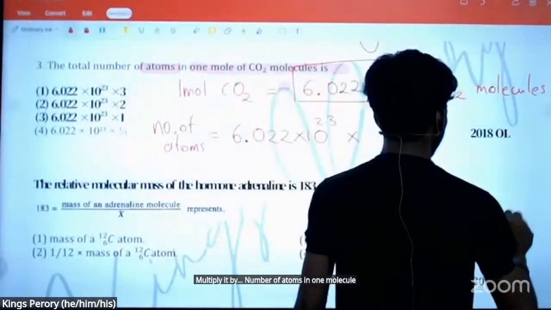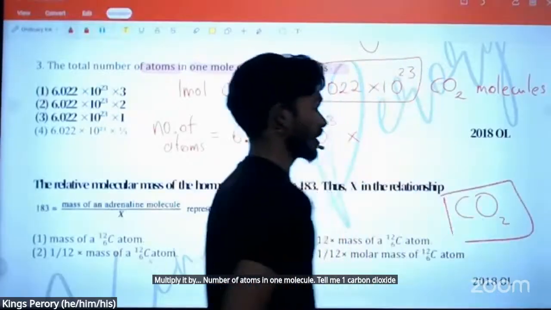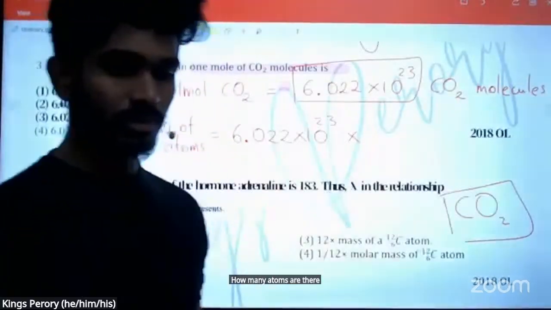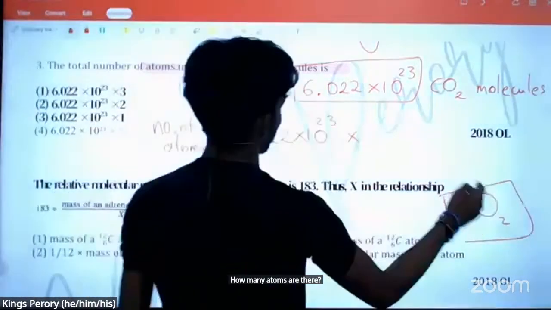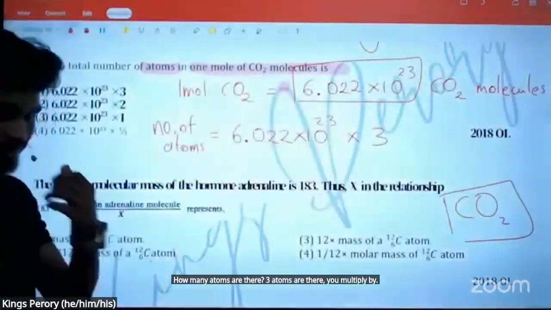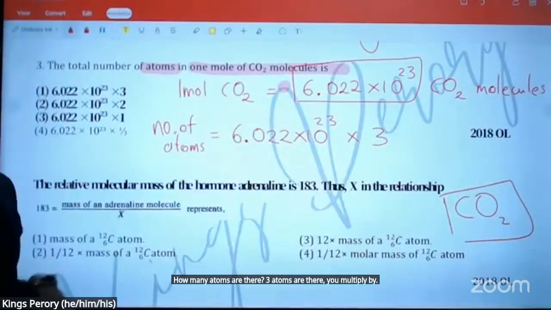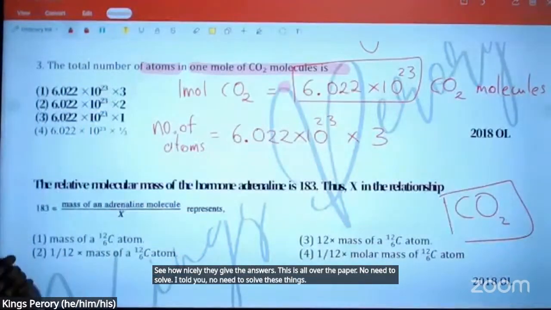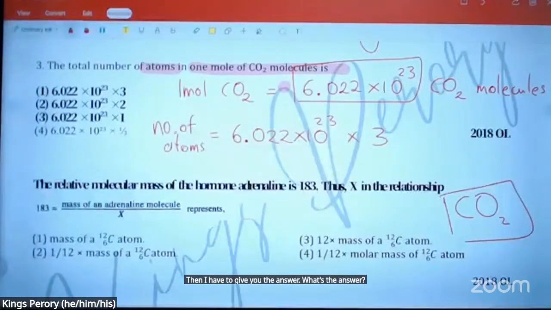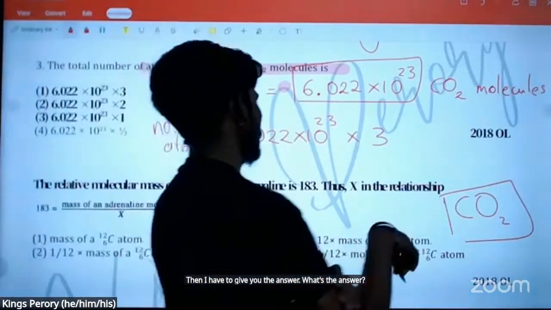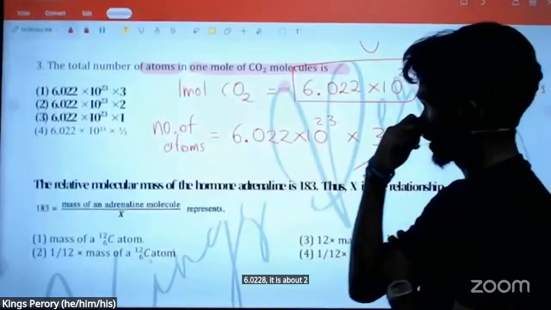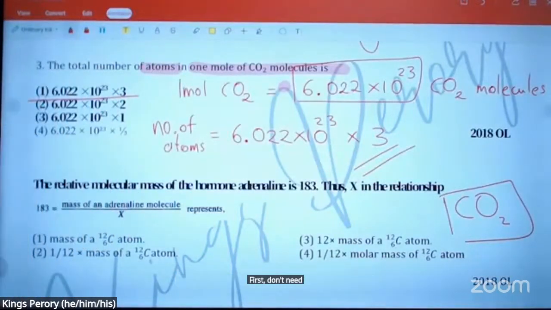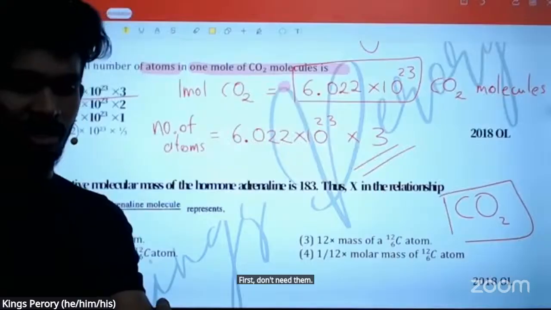Tell me, in 1 carbon dioxide, how many atoms are there? 3 atoms are there. You multiply by 3. See how nicely they give the answers. This is an O-level paper. No need to solve. I told you, no need to solve these things. They nicely give the answer. What's your answer? 6.022 into 10 to the power 23 into 3. First one is the answer.